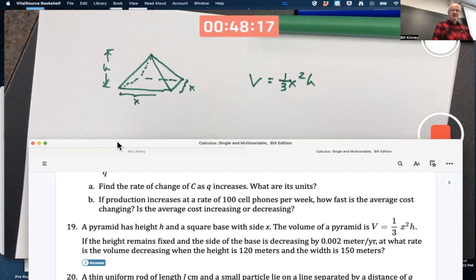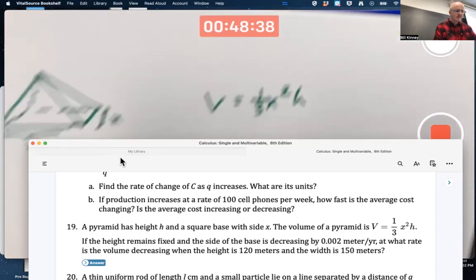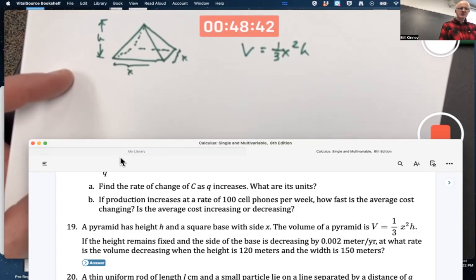Yeah, if the height remains fixed and the side of the base decreases by 0.002 meters per year. Let's see, that would be like 2 millimeters per year, I think. Did I convert it right? At what rate is the volume decreasing when the height is 120 meters and the width is 150 meters? So h is not changing. h is staying fixed, but x is changing.